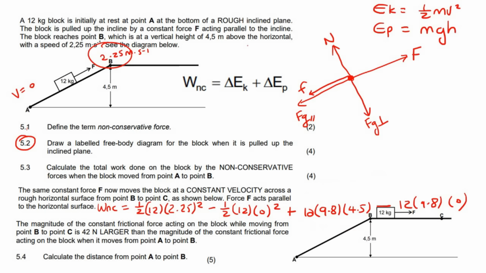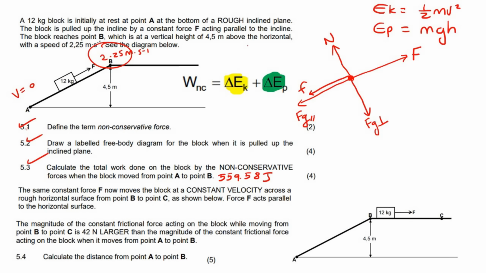Let me quickly show you something. This part is that, and this part is that. So you can type it in on your calculator and we get 559.58, and that would be in joules. With energy, you don't give a direction. So we've done 5.1, 5.2, 5.3, and we've got 559.58 joules.